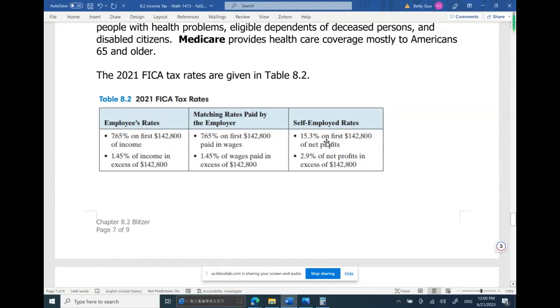As you can see, if you are self-employed, you pay both. 15.3% is twice of 7.65%. Here, 2.9% is twice of 1.45%. If you are self-employed, then you pay as employee. Also, you are your own boss, so you have to pay as an employer. But if you are employed by a company, then you only need to pay half of it, and your employer is going to pay the other half.